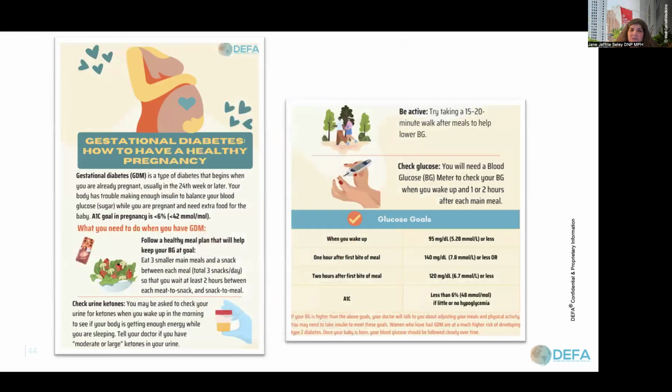And last but not least, the gestational diabetes handout that has everything all in one place, that gives them all of the information about what it is, following a healthy meal plan, checking for ketones, being active, checking glucose, when to check the glucose, and what the goals are, all in one place.